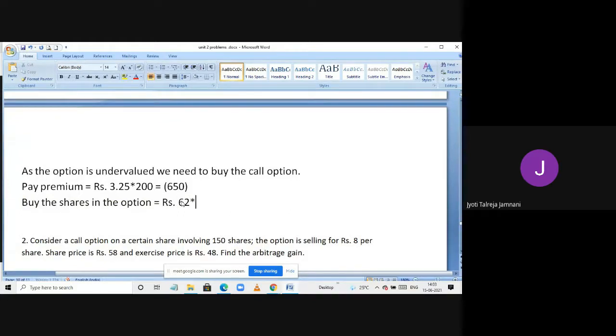And how many shares are we buying? We are buying 200 shares. So 62 into 200, we are going to buy the shares for that much amount. So 62 into 200 is 12,400. Again, I'm writing it in brackets because whenever we buy, we pay that much amount. So I have paid 650 rupees premium. I have paid 12,400 rupees to buy the shares. Any doubts still here?